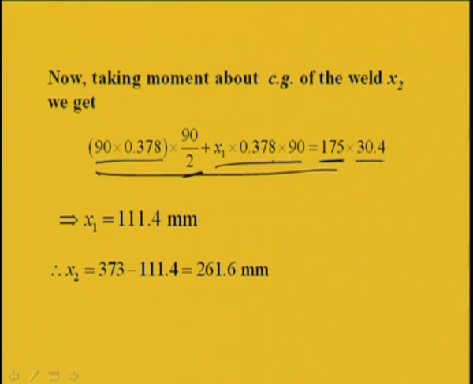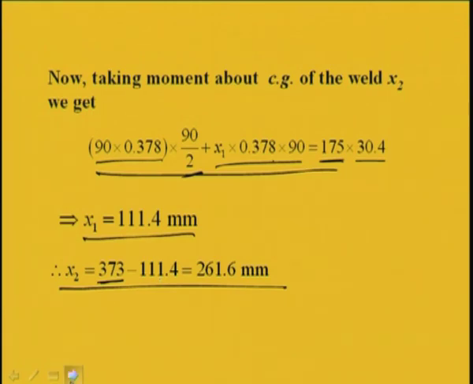That is why we are making this equal to 175 into 30.4. So from this I can find out x1 as 111.4 millimeter. Similarly, x2 I can find out, because x1 plus x2 was 373, so x2 will become 373 minus 111.4, which is equal to 261.6 millimeter.